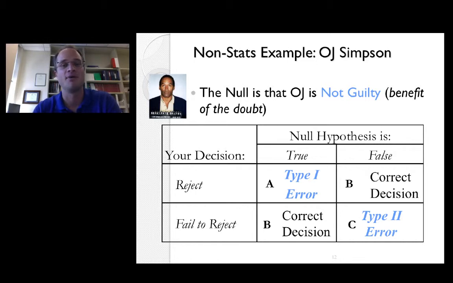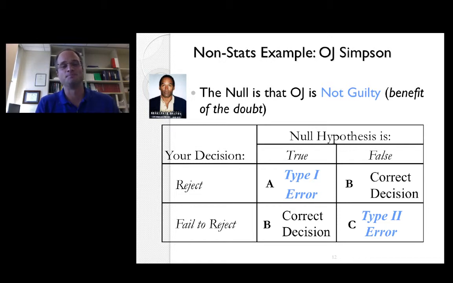All right. However, there's been a long-standing suspicion that potentially he got off or got away with murder. Contributing to that was the book that he published years later called If I Did It, where he outlined how he did it. Anyway, let's consider the case that the null hypothesis is that O.J. is not guilty, the benefit of the doubt, and the alternative hypothesis that O.J. is guilty, okay, that he did do it.